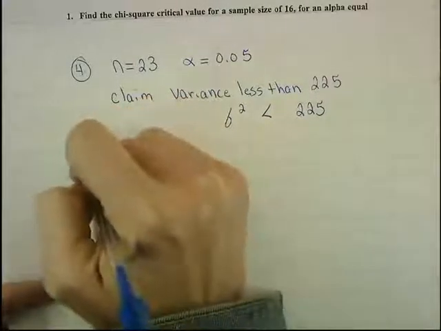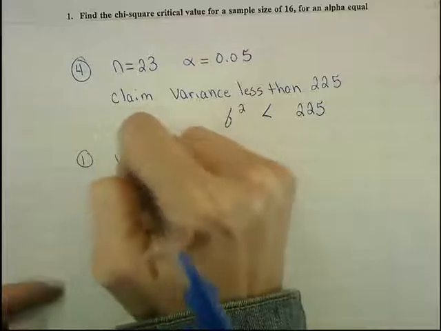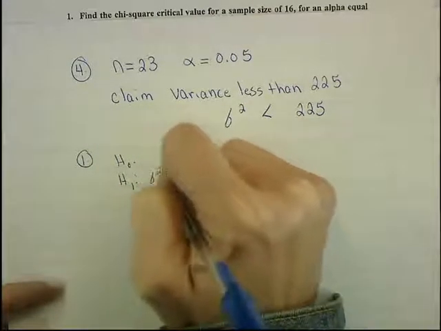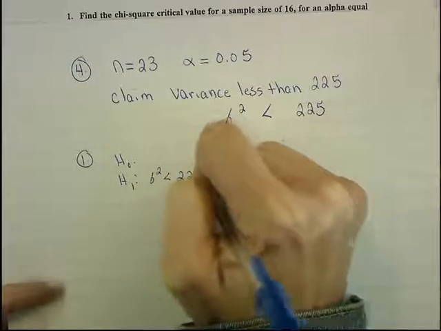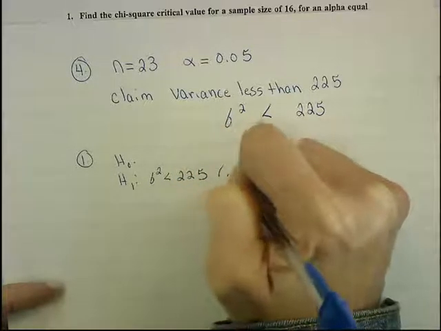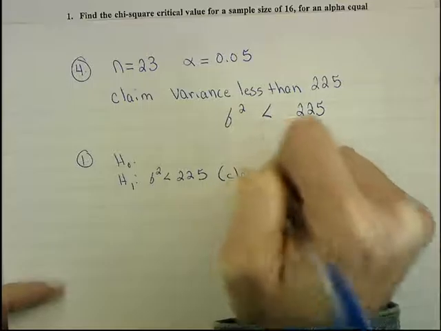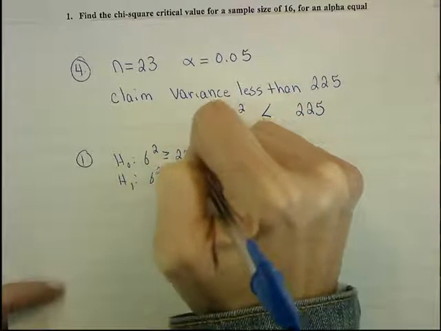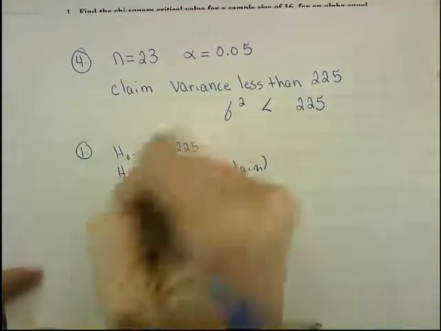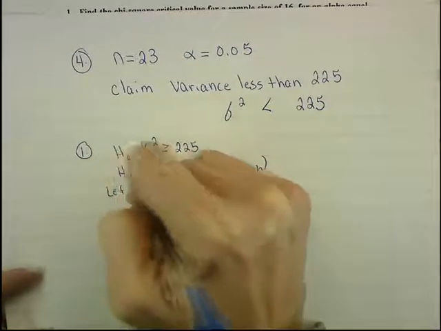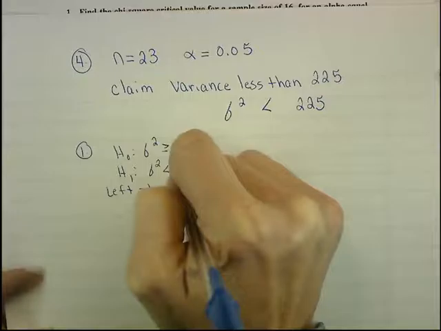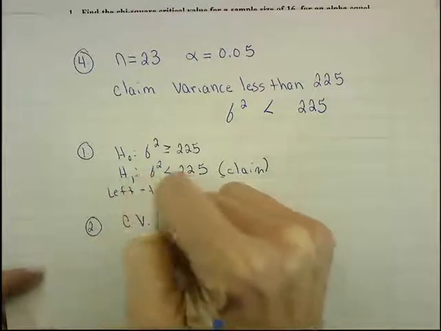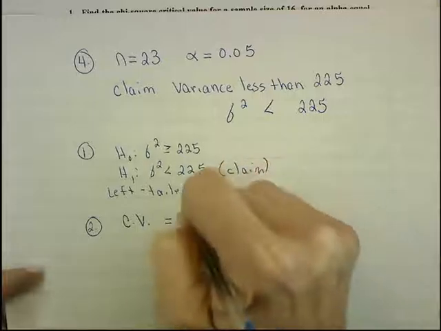This is the traditional method. Step 1. Sigma squared less than 225 has to be in the alternative, and that's your claim. And then sigma squared greater than or equal to 225 is your null. So it's a left-tailed chi-square test. Step 2 is the one and only critical value, and it's still positive even though it's left-tailed.